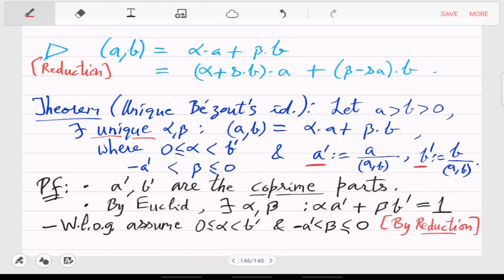Okay, so by that reduction step, you can make alpha and beta sufficiently small. Okay, this is again algorithmic. You can implement this. It's not hard. Basically you are just dividing. If alpha happens to be bigger than B prime, then you can divide. Or if beta in magnitude is bigger than A prime, then you can divide.